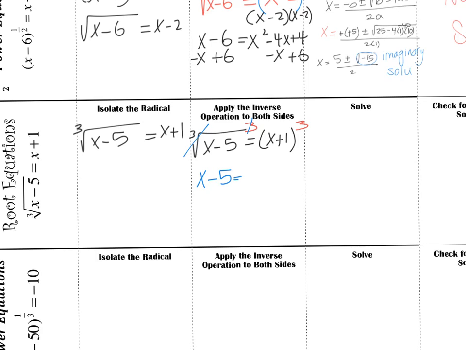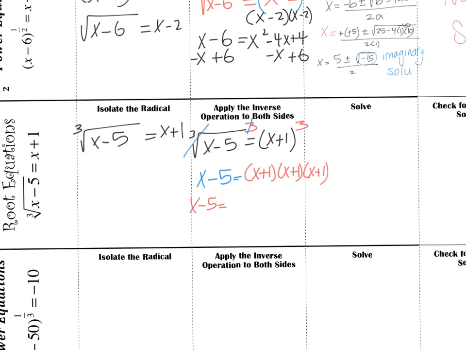And again, you do not cube the x by itself and the 1 by itself. You think of x plus 1 as one factor, and you have to cube all of that. Now to do that, it means you have to write x plus 1 3 times, and you need to FOIL it. So let's go ahead and do that. I have x minus 5.